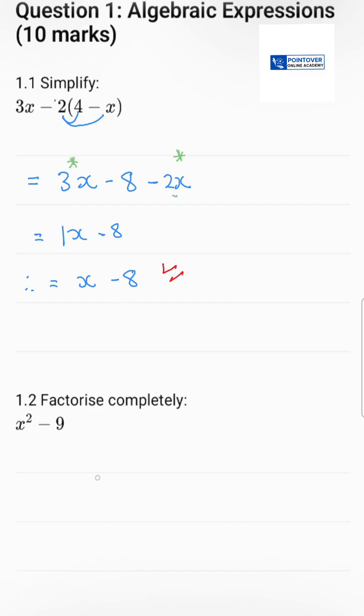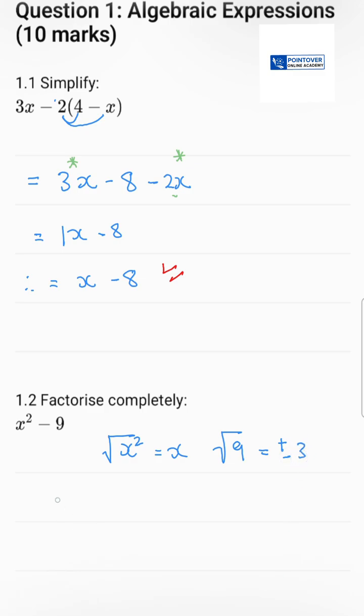Okay, now let's move to 1.2. So 1.2, we are given a difference of 2 squares question. What makes this a difference of 2 squares is that x squared is a perfect square, as well as 9 is a perfect square. If I have the square root of x squared, I'm going to get straight x. If I have the square root of 9, I'm going to get plus or minus 3. So it is a perfect square.